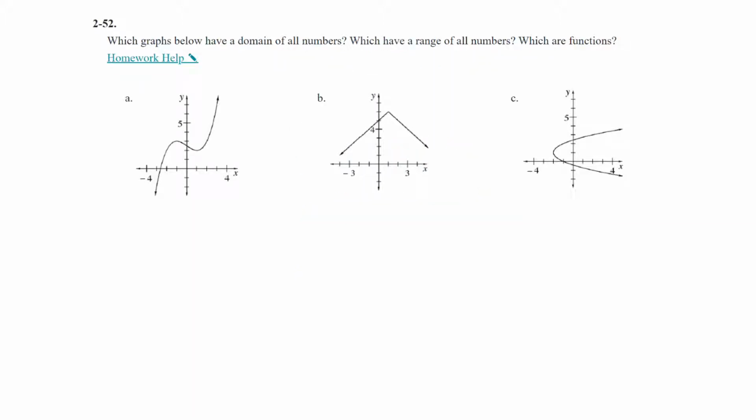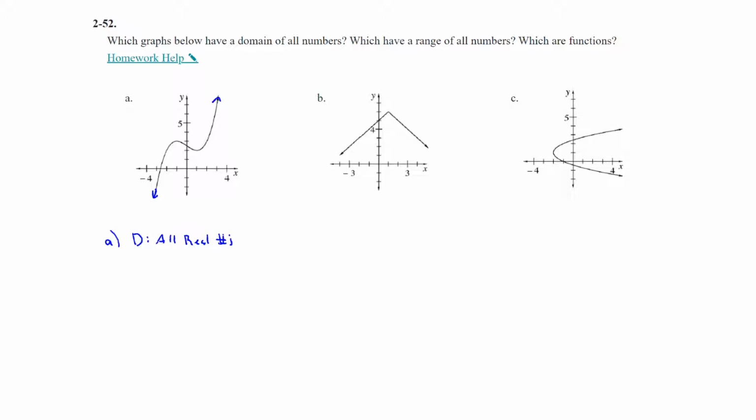Question 52. Which graphs below have a domain of all real numbers, which have a range of all real numbers, and then are they functions? So in part A, as your graph continues to go in this direction, it continues to go left and right. So your domain on this one would be all real numbers.